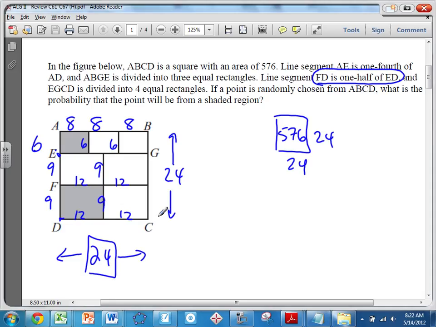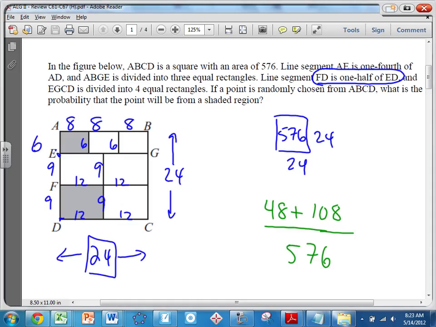Well done. So the one up top is 6 by 8, which gives it an area of 48 plus, what's the other shaded area? 9 times 12. What does that give me? 108. Very good. All over 576. Why do I not have to do any math? You're given. Aren't you given 576 in the beginning?